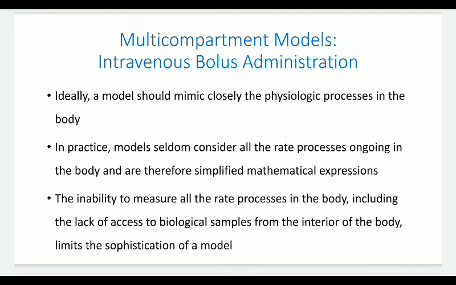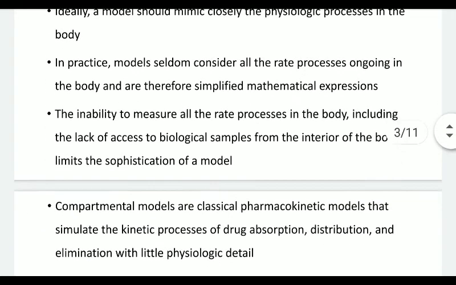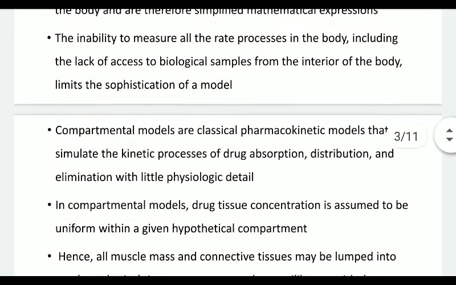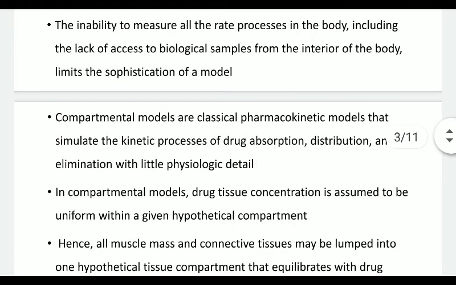We cannot collect biological samples from the interior of the human body, and thus whatever conclusion we are drawing is not 100% correct, but the chance of being correct is more than 90% in the case of compartment models. So this is the limitation of compartment modeling, that we cannot achieve 100% success in calculating various pharmacokinetic parameters.